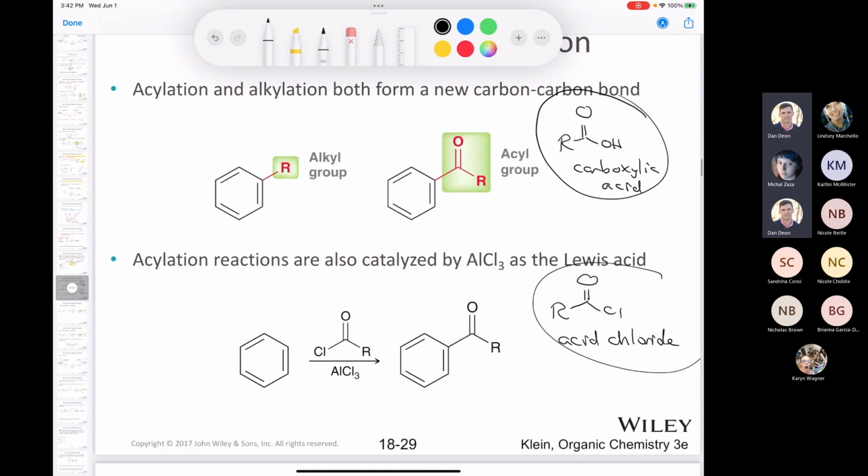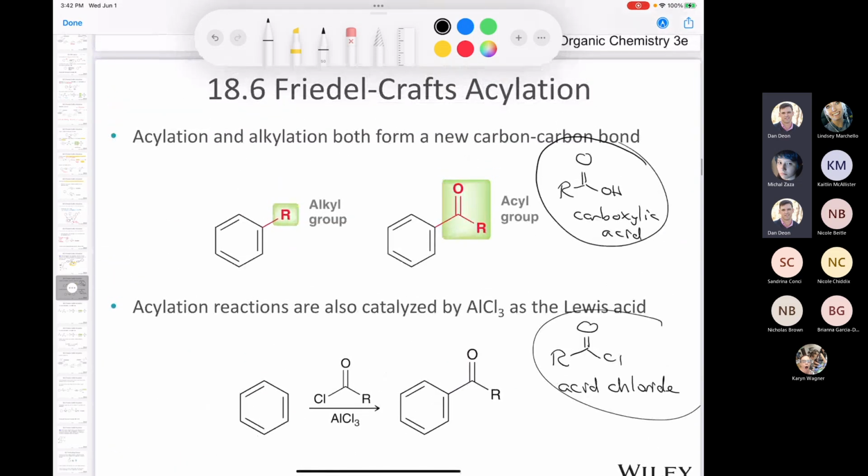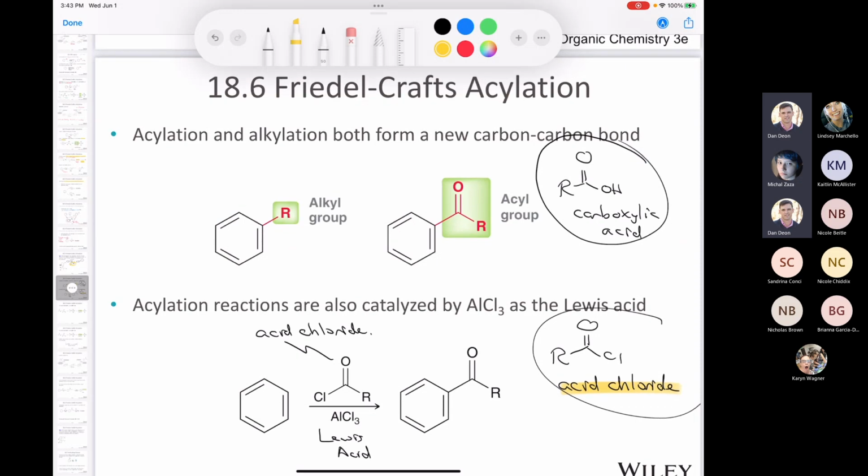Acid chloride. And you can see that a Friedel-Crafts acylation involves aluminum trichloride as the Lewis acid. So you need to have a Lewis acid, and then you have an acid chloride. And when we do our chapter on carboxylic acids, we do a whole section just talking about acid chlorides, other things that they can be used for, why they're so reactive, blah, blah, blah. But that's something to look forward to on another day. Today, we're just talking about the acid chloride and how it can be used to affect an acylation.